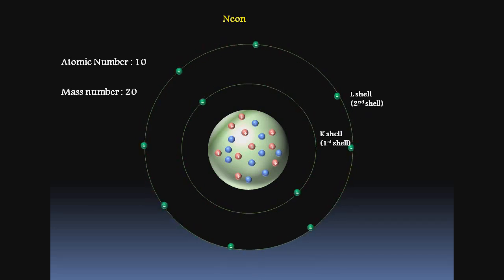Valence shell is completely filled, that is it has octet configuration. That is why neon is a noble gas. The valency is 8 minus number of valence electrons. Number of valence electrons here is 8. So the valency is 8 minus 8. 8 minus 8 is 0. 0 valency means neon doesn't want to combine with any other element because it is already stable. So the valency of neon is 0.